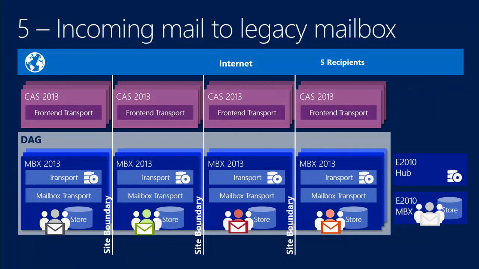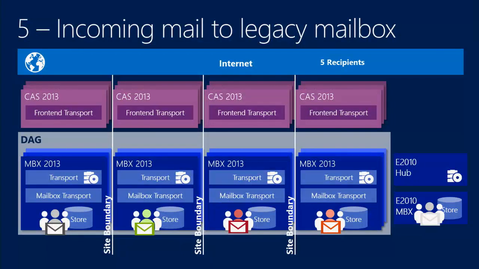Okay. I have a question in regards to outgoing mail. When a message gets delivered to mailbox transport, how does it decide which transport service to use? Mailbox transport will always deliver to the local transport service. Even for outgoing mail? I'm going to correct myself. Mailbox transport can deliver to any transport service within the DAG. Okay. But how does it decide which one to use? It's entirely random. Okay, thanks.